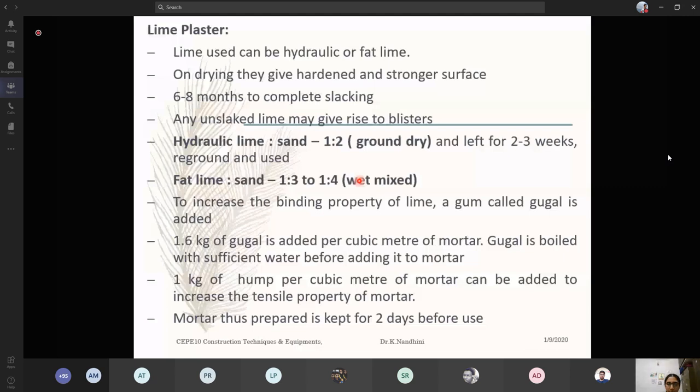To increase the binding property of the lime, a gum called Google is used. Google is nothing but a transparent, fragrant liquid or glue type that you will be using in order to bind it with your material.